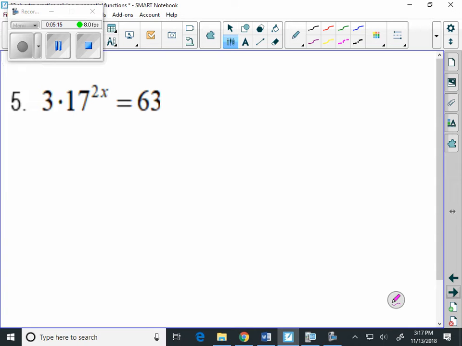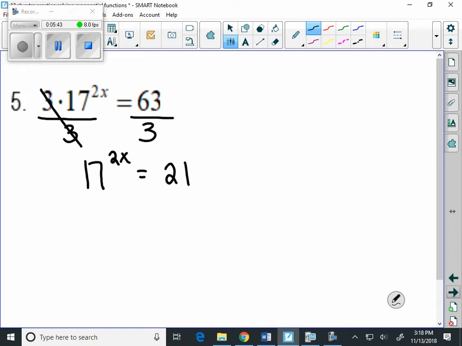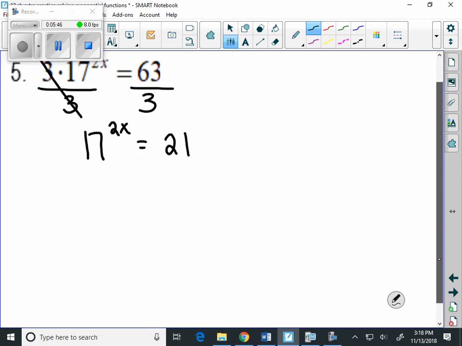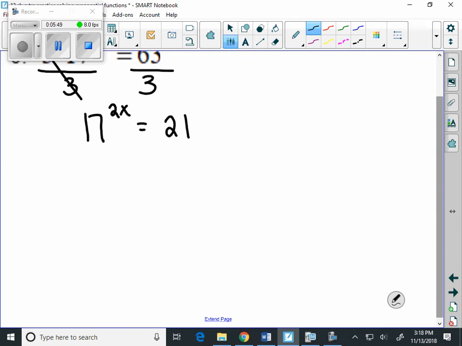Problem number 5 is, as you flip the paper over, again, the idea is that we need to have the variable isolated as much as possible. And it says 3 times 17^(2x). Well, we need to divide by 3. When we divide by 3, we get 17^(2x) = 21. And that's helpful here, because now we have our equation in a format where we can solve with a logarithm.